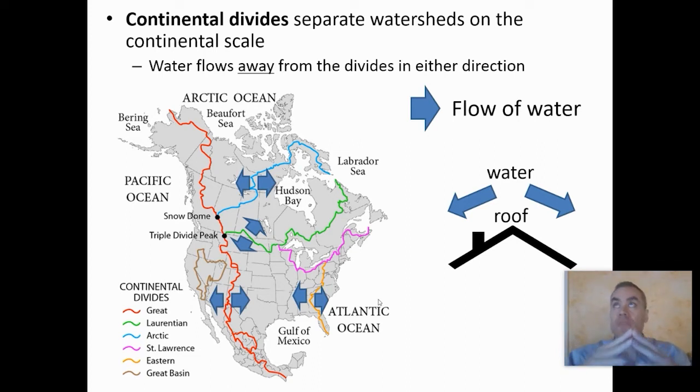And so water comes down as precipitation and it hits the mountains. Like you see in the picture on the right, just like a roof, some water goes off the mountains one way towards the Gulf of Mexico and some water goes the other way towards the Atlantic Ocean.